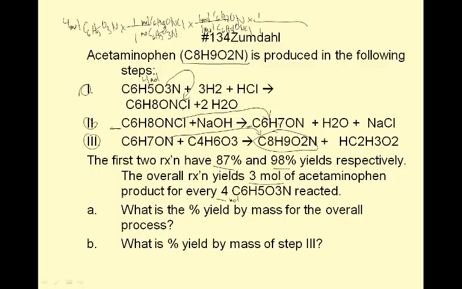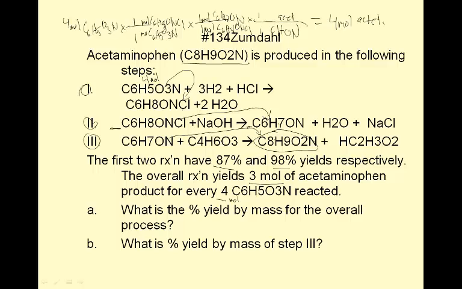Okay, so I'm just going to call this C6H7ON. I'm going to call this acetaminophen because that's what they call it. And notice I have 4, and it tells me my answer, the overall reaction yields 3 moles. What should I get? 4 times 1 times 1 times 1. I should get 4 moles of acetaminophen.